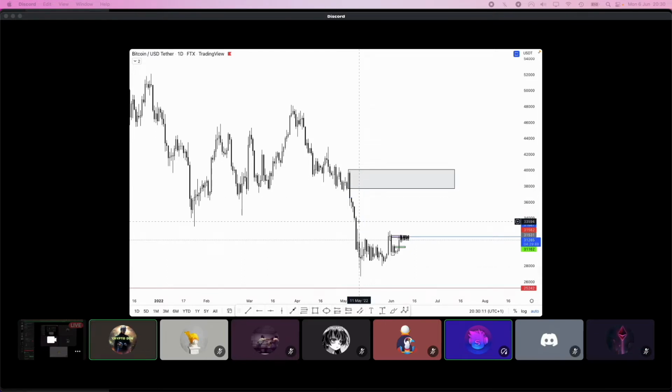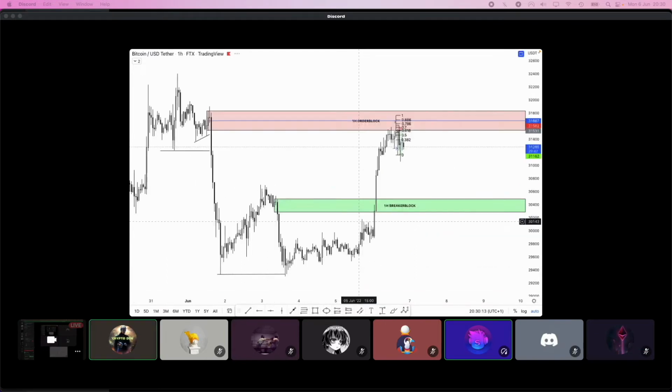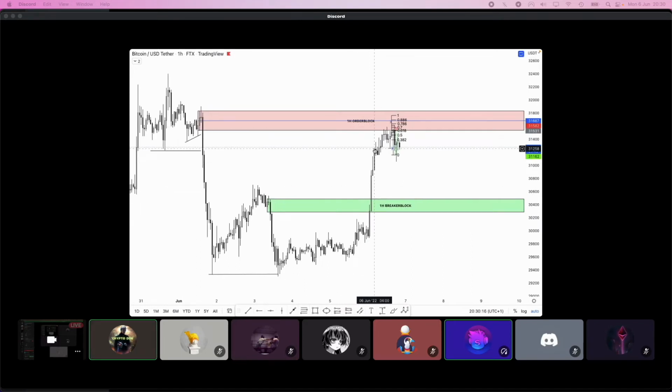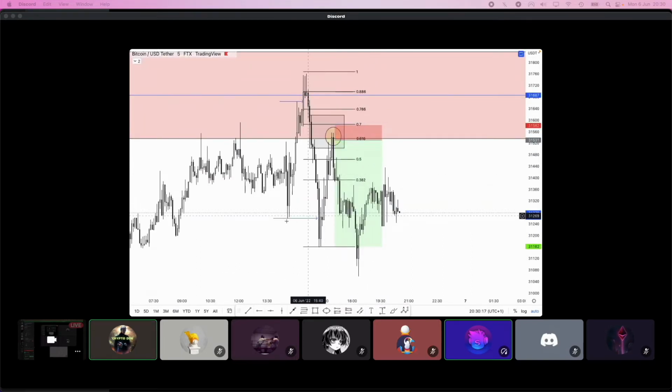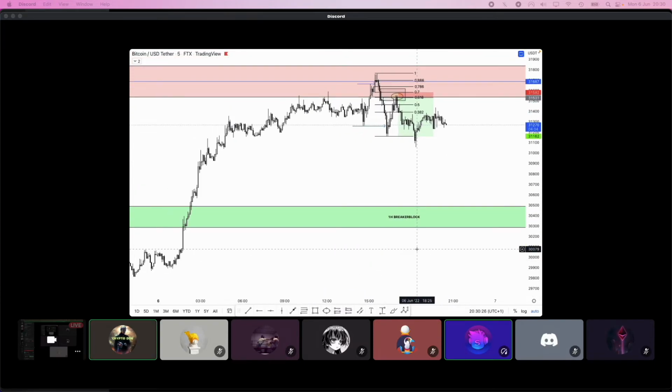So when we do hit a point of interest, you want to see the reaction that you get. Once we hit that 1 hour order block, we got this break of structure, return to this imbalance here, 618 entry, and the rest was history.